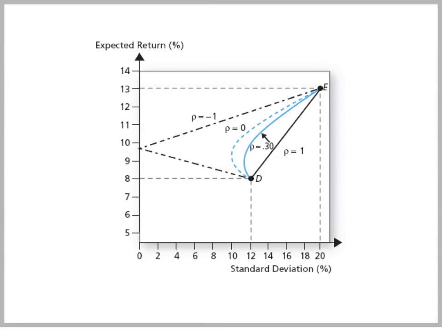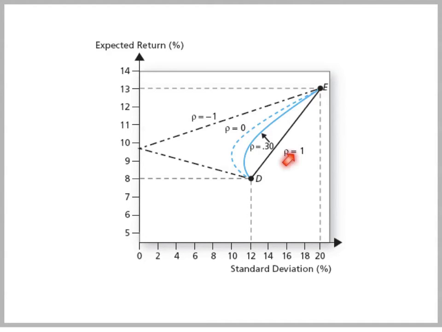So if rho is equal to 1 and omega is very, very small, then I'm creating some portfolio right here on that line that's a weighted average of those standard deviations and also a weighted average of those returns. And then the line will continue on up as I increase my omega, putting more and more of my wealth in asset E until I reach asset E by putting all of my wealth in it.